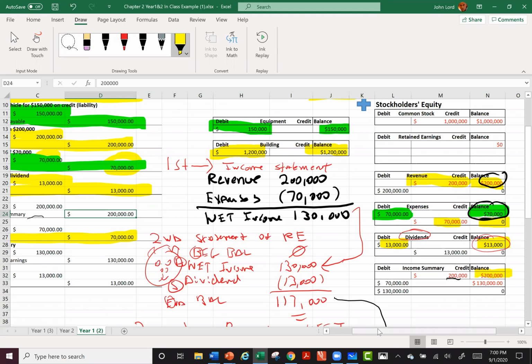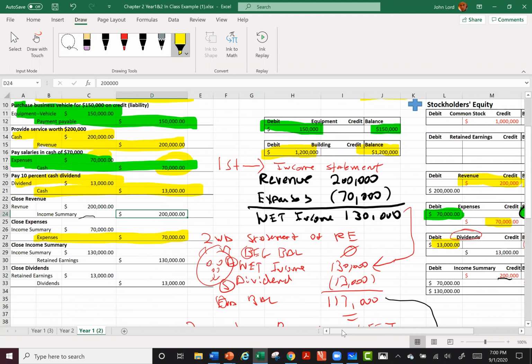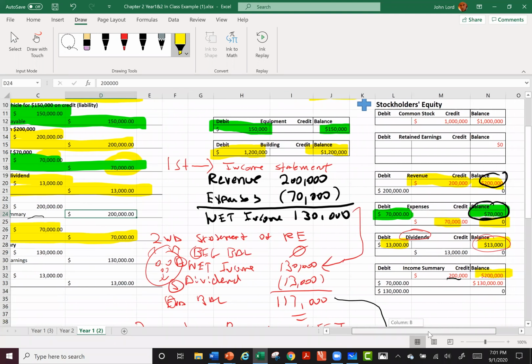If I credit my expenses, I have to debit something. I debit income summary. And when I debit income summary over here, right, I credited it, it came up to 200,000. Now I'm debiting it, and it now shows 130,000. What was my net income? 130,000. Income summary is kind of a cool account because now it shows me what my income was.